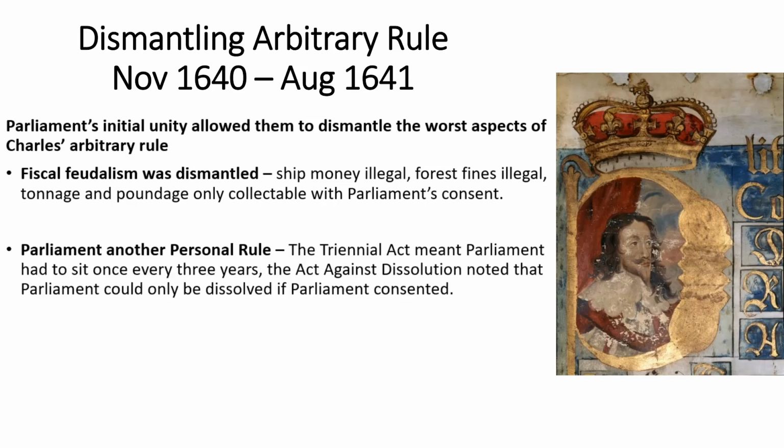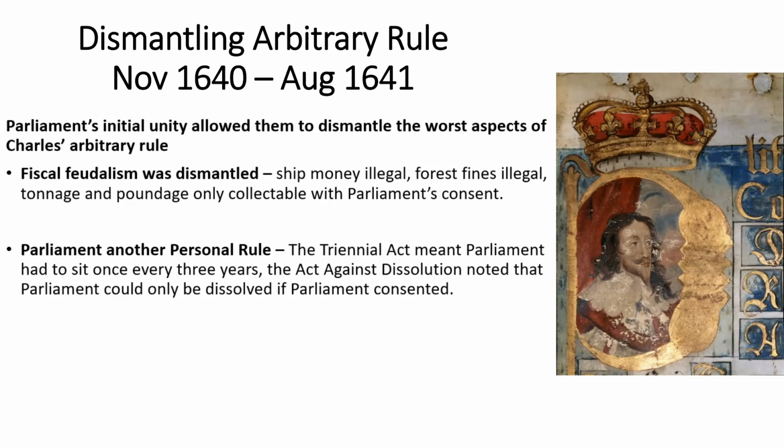What also happened during this period is that Parliament was concerned that if they simply passed some concessions, they ran the risk of Charles simply dissolving them at some point in the future and restarting the whole debate again. So what Parliament wanted was some kind of right to sit and some kind of restriction on Charles's very arbitrary power to call and dissolve Parliament. And that's exactly what they did with two acts.